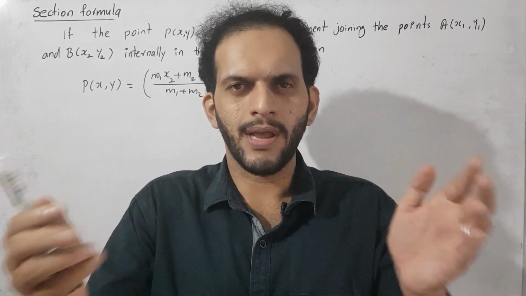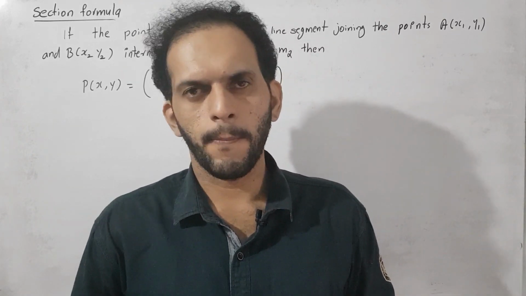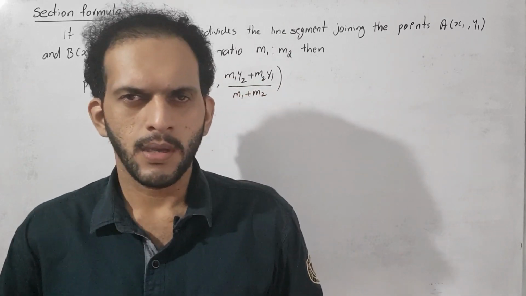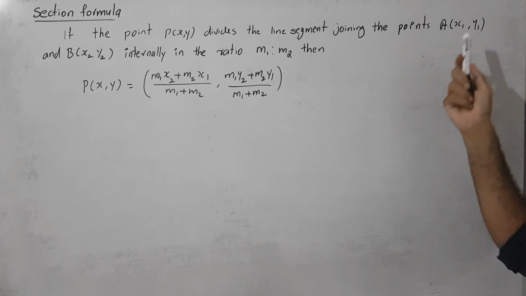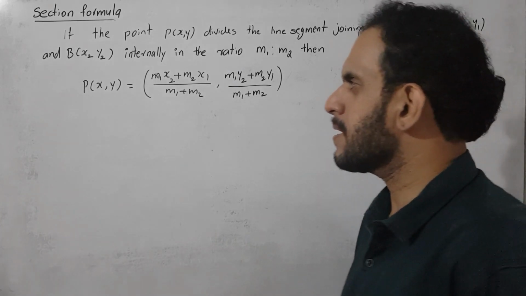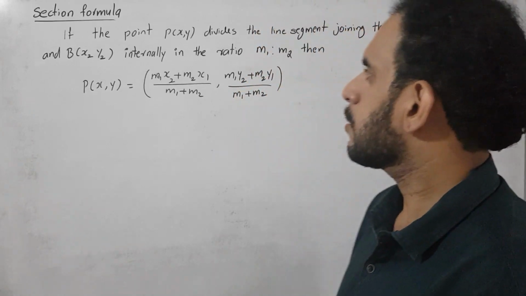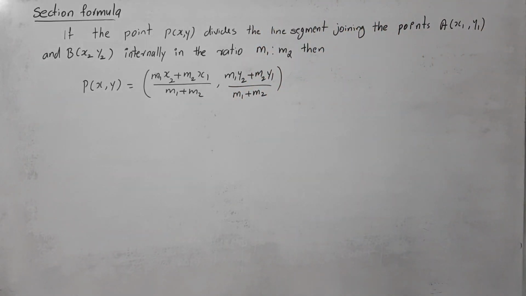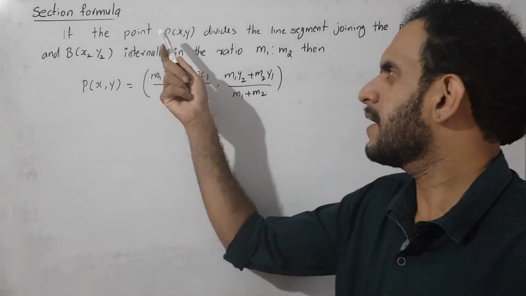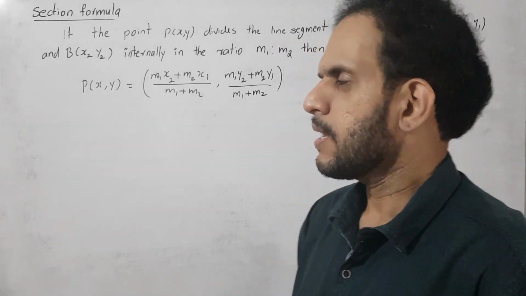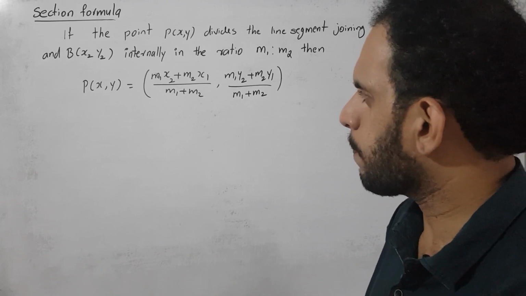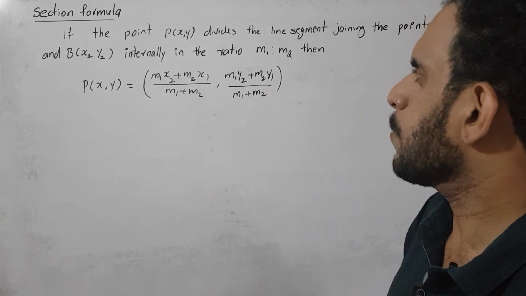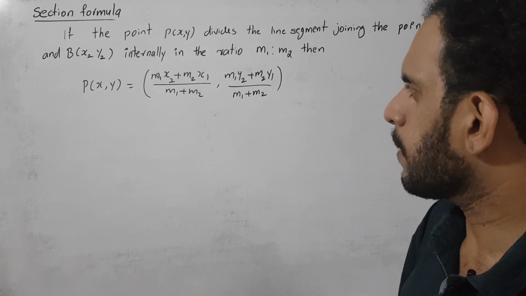Next we are discussing our next part, section formula. Then what is section formula? If the point P(x, y) divides the line segment joining the points A(x1, y1) and B(x2, y2) internally in the ratio m1 is to m2, then we use one formula for finding the coordinates of the dividing point P(x, y). That one is (m1x2 + m2x1)/(m1 + m2), (m1y2 + m2y1)/(m1 + m2).